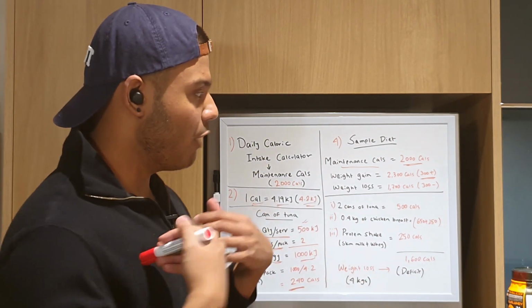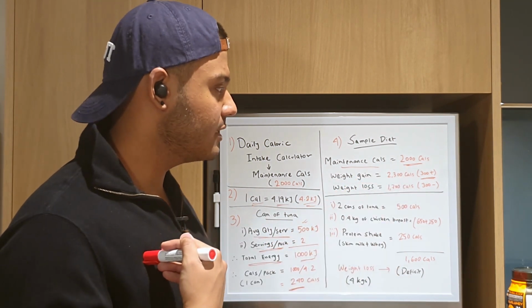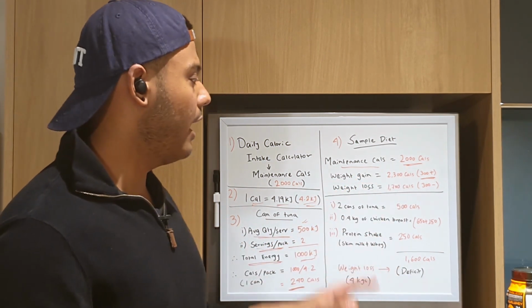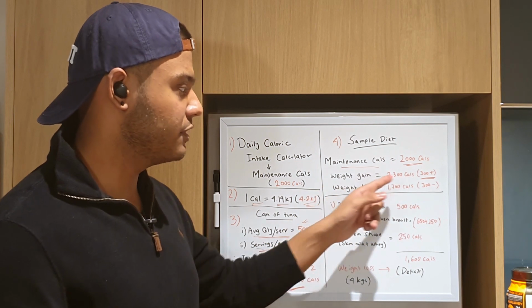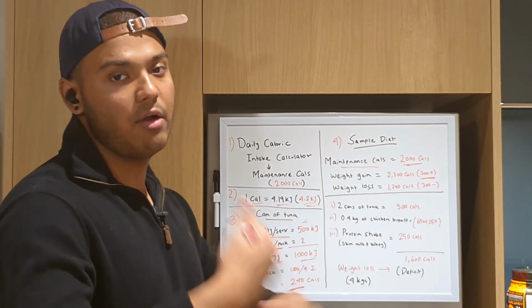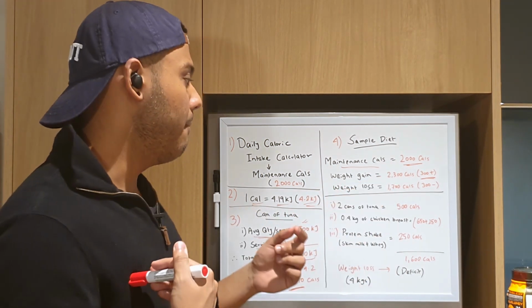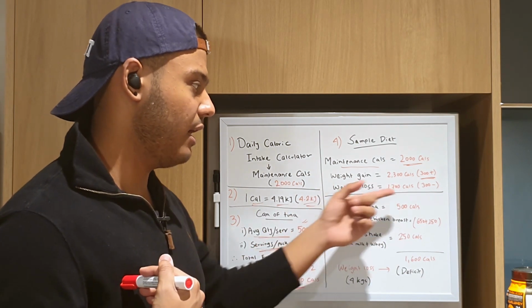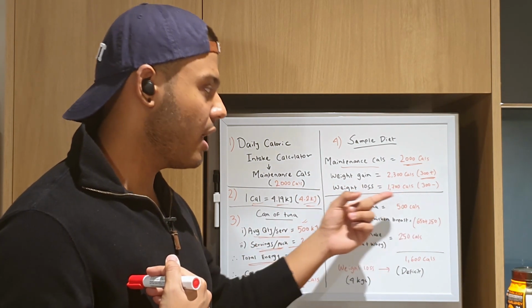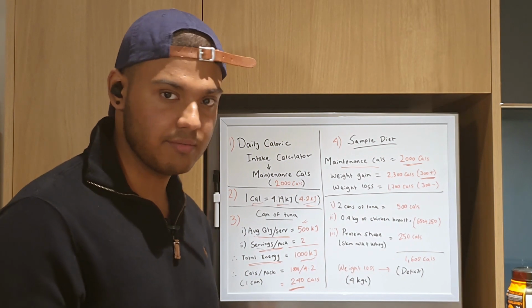So for my own model, if my maintenance calories were 2000 calories, and I wanted to bulk up, my new diet would consist of 2300 calories. If I was cutting, which I'm doing right now, the amount of calories I need to be consuming is minus 300, which is around 1700 calories.